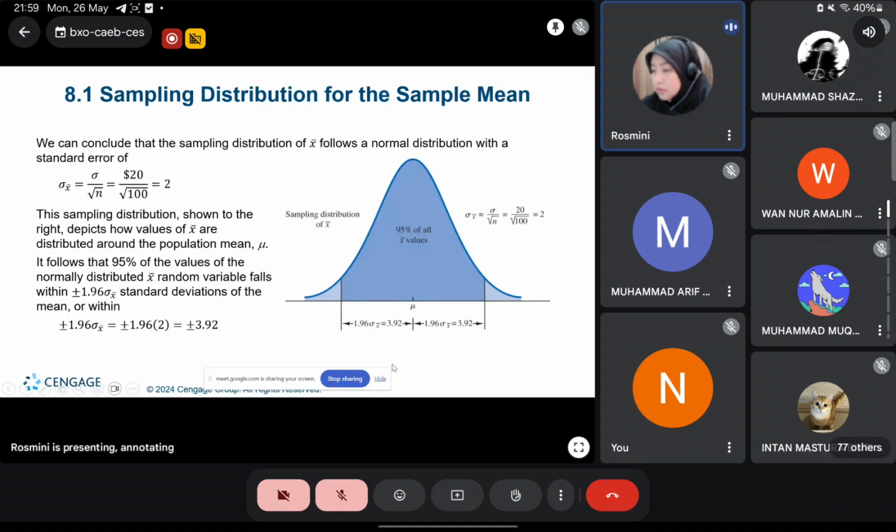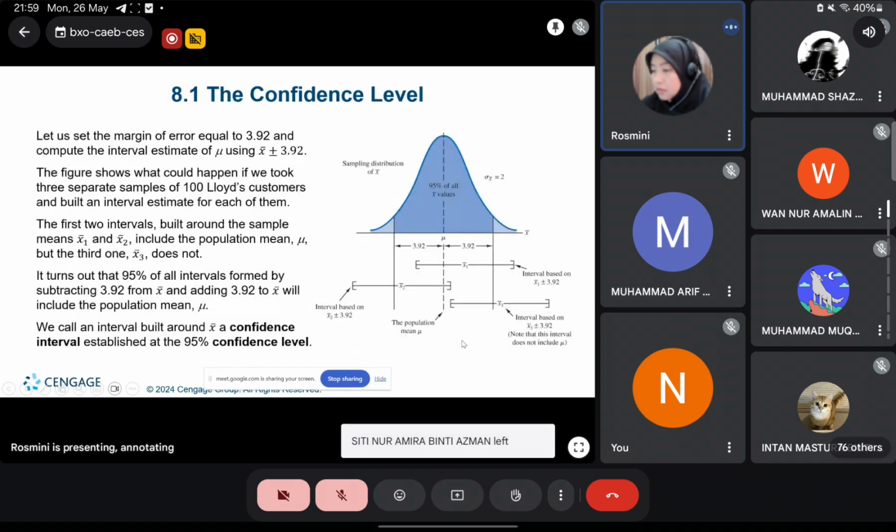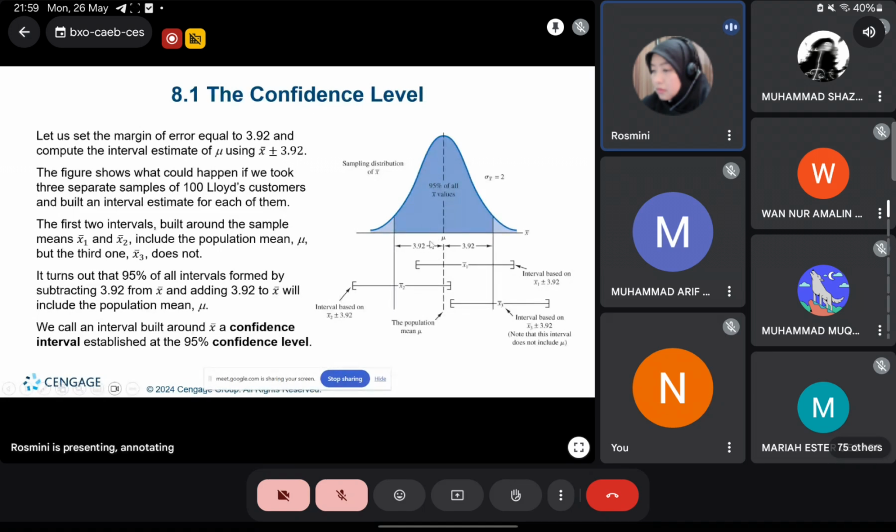So don't ask me about 1.96. Because it is given to you that this is actually the Z score, plus minus 1.96. So you have here the mu is here. So you will have 1.96 times 2 equals 3.92, and you have plus 3.92. So margin of error is 3.92. So X bar plus minus 3.92 here.